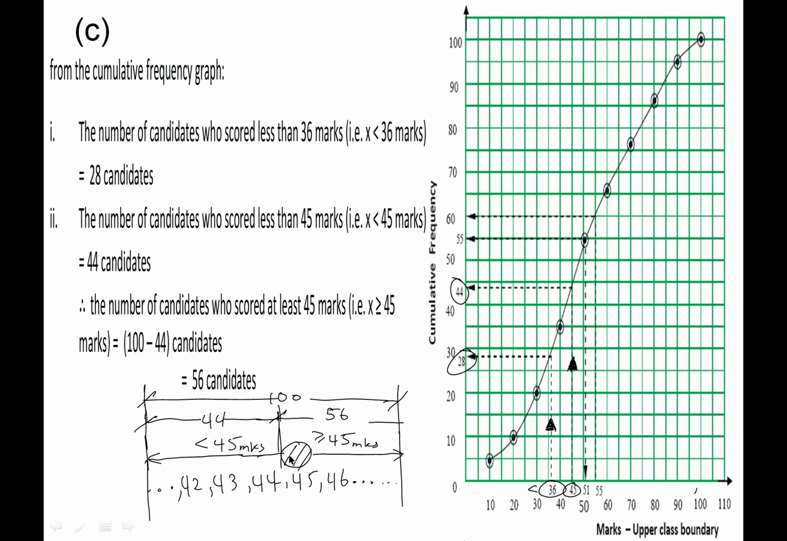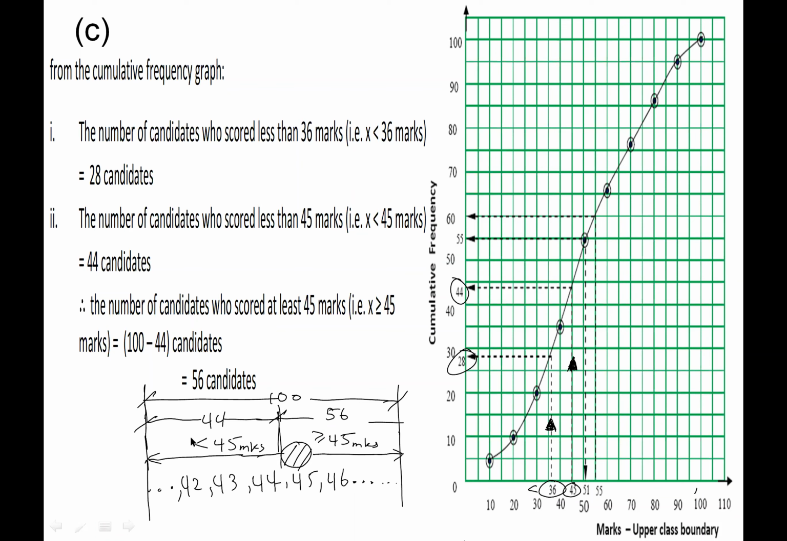So less than 45 marks would be from here, go down. Those who score 44, 43, 42. Less than 45 marks would be these 44 candidates that we got from our graph. But remember, there were 100 candidates in all. So the remainder, 44 from 100, which would be 56 candidates, right? If 44 scored less than 45, then these 56 here would score 45 or more, right?